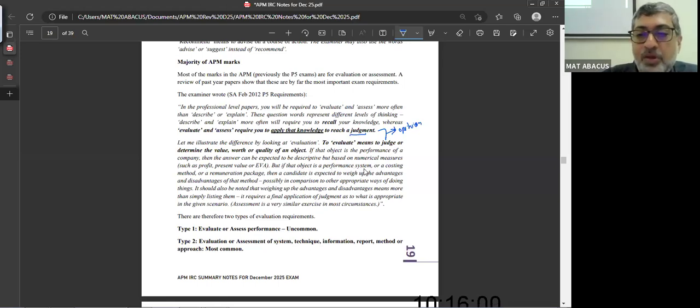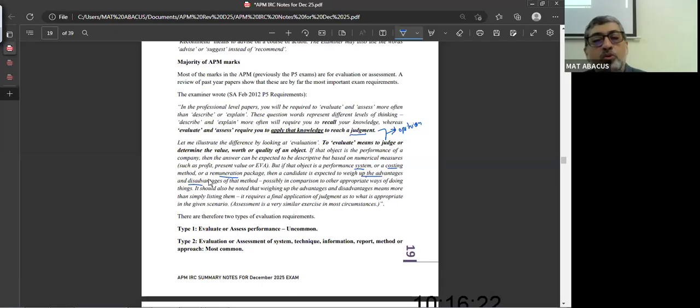It's a performance system, in terms of, for example, they give you the objectives of the company, how you call the critical success factors, or they give you a costing method that the company is using, or they give you a remuneration reward package that the company is using. And then a candidate is expected to weigh up the advantages and disadvantages of that method.